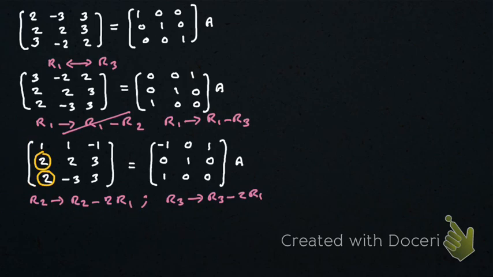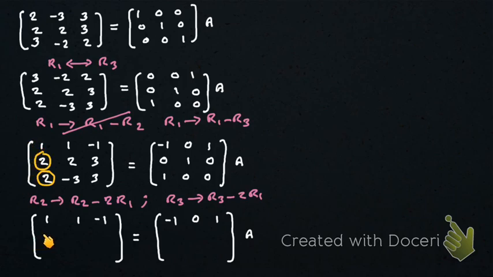So I wrote that operation, which means when I'm doing this operation, my R1 alone remains the same. So I copy R1 as it is. The rest I'm going to calculate, each element. 2 minus twice of 1, 2 minus 2 is 0. 2 minus 2, 0 here again. 3 minus minus 2, double of minus 1. So that's going to be 5.